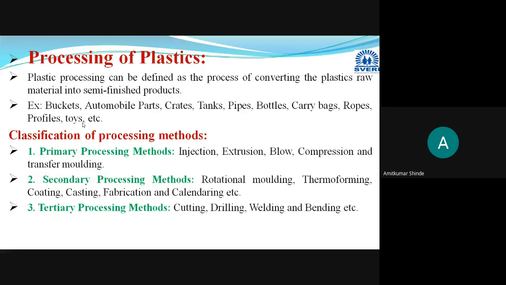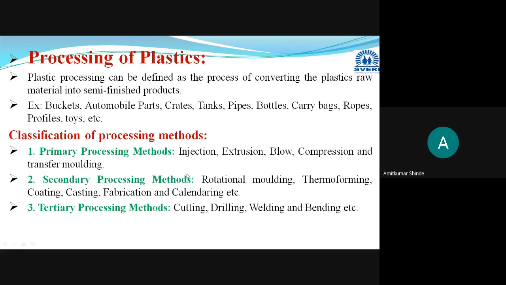Then the next point is the classification of the processing methods. These processing methods are classified into three types: primary processing methods, secondary processing methods, and tertiary processing methods. In the primary processing methods, there are five types: injection molding, extrusion molding, blow molding, compression molding, and transfer molding. So these will be the primary processing methods.